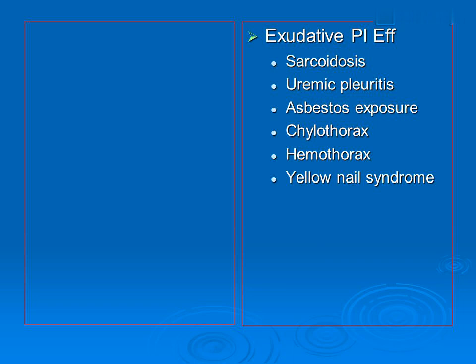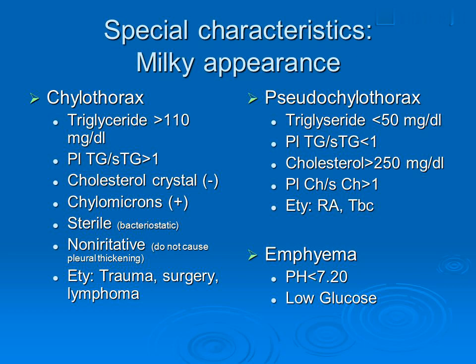Chylothorax, hemothorax, yellow nail syndrome. Special characteristics: milky appearance. Chylothorax: triglyceride greater than 110 mg/dl, pleural/serum triglyceride greater than 1, cholesterol crystals, chylomicrons positive. Sterile, bacteriostatic, non-irritative, does not cause pleural thickening. Causes: trauma, surgery, lymphoma.